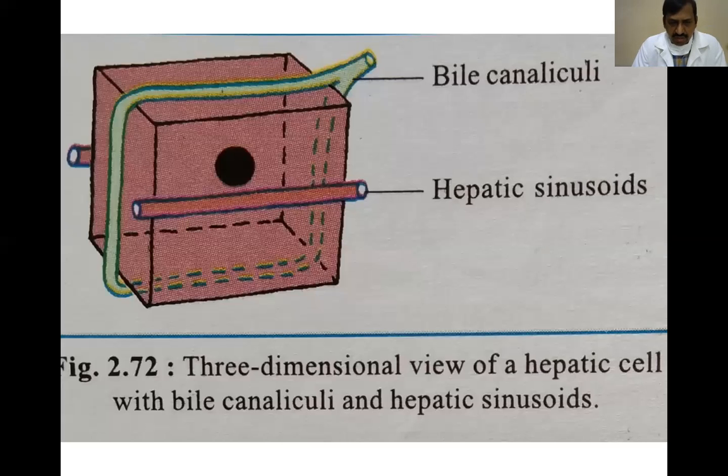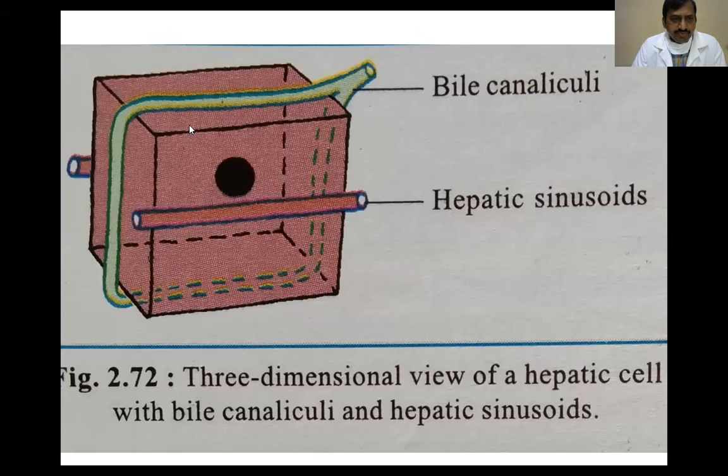You see here, this is the hepatocyte, and this is the nucleus. The hepatocyte has 6 sides. 4 sides of the hepatocyte are surrounded by bile canaliculi. This is the bile canaliculi. The remaining 2 sides are related with the hepatic sinusoids.